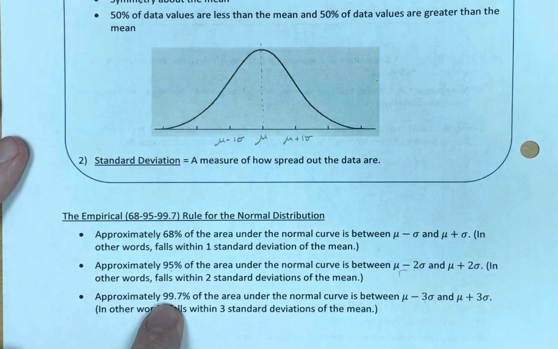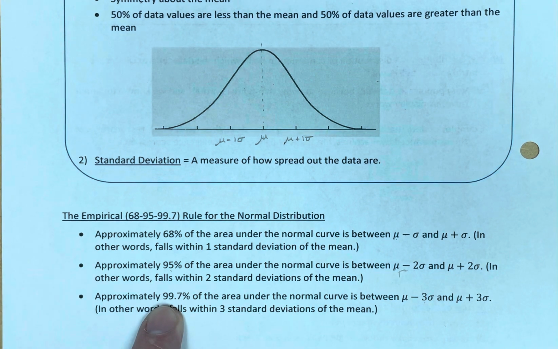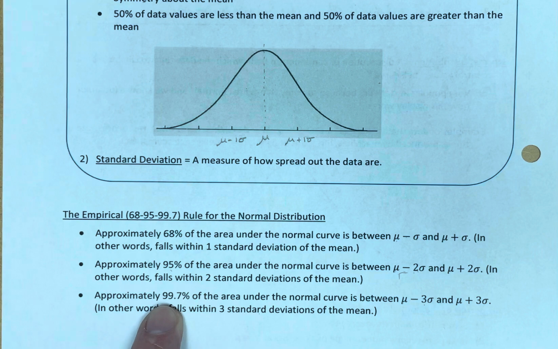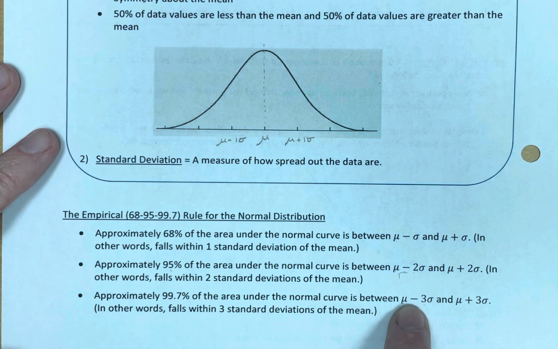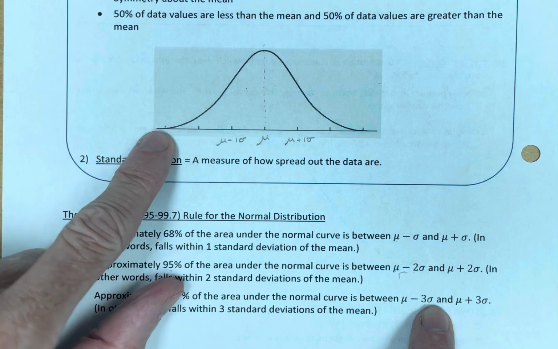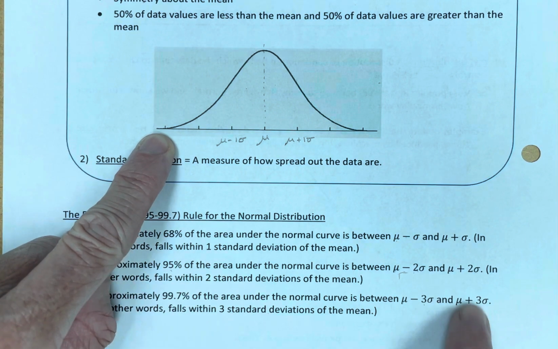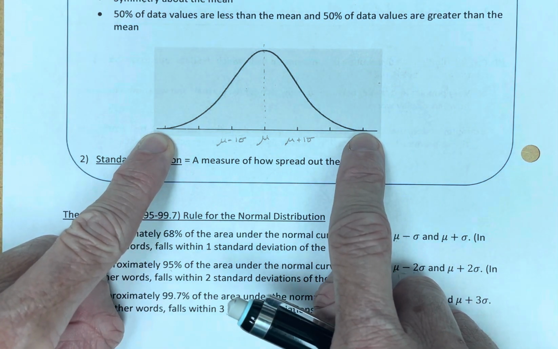And finally, almost everything. Everything, everybody, every tool that's made, every light bulb, you name it. 99.7% of the area under the normal curve is between the mean minus 3 standard deviations here and the mean plus 3 standard deviations here.